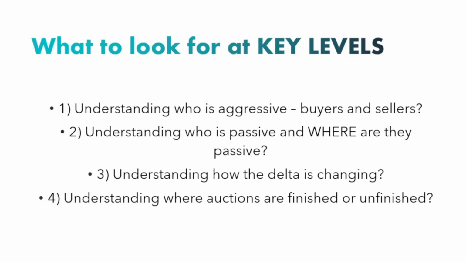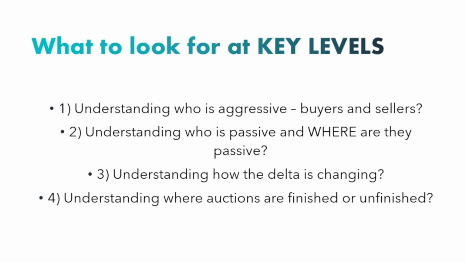So what we look for at key levels is understanding who is aggressive, and number two, who is passive, and where that is happening. Essentially, where it's happening refers to the title of the slide, which is at key levels, so areas of supply and demand, right?